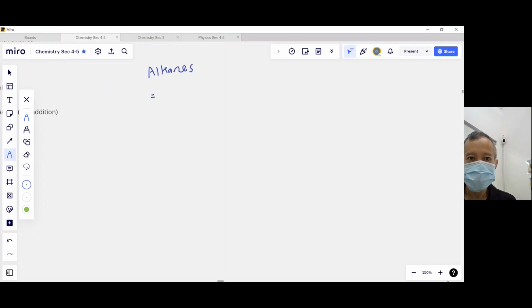You can tell that their spellings are very close, so don't mix them up. To make a long story short, alkenes simply include this thing: if you see a C double bond C, it's an alkene.